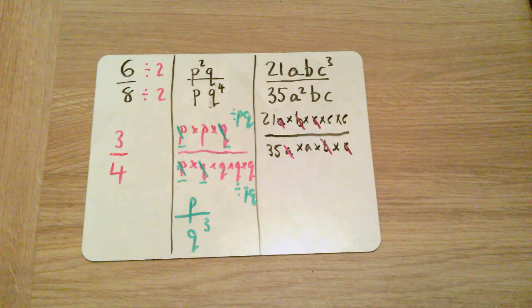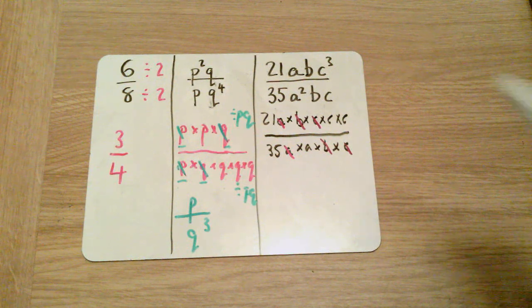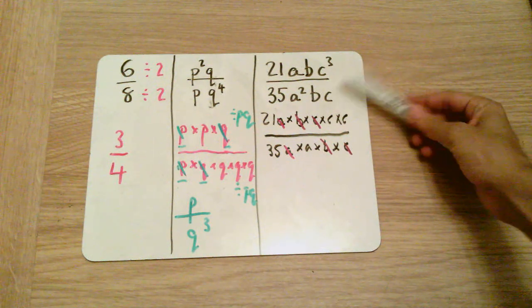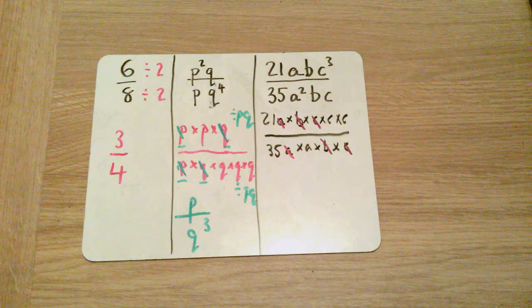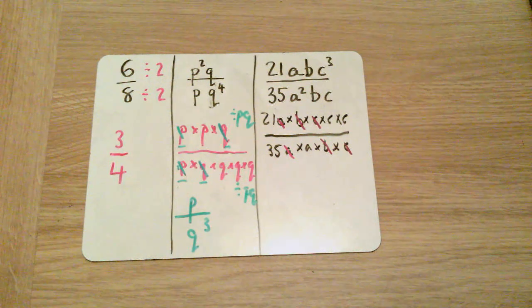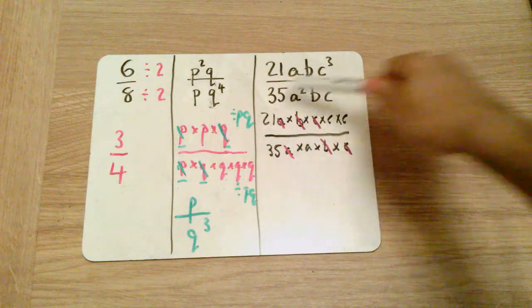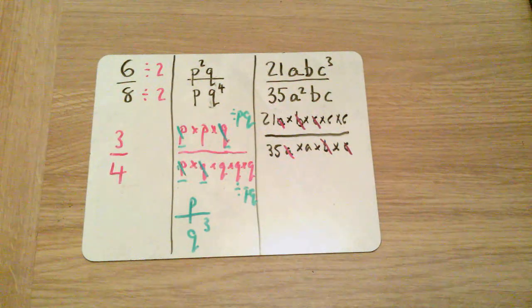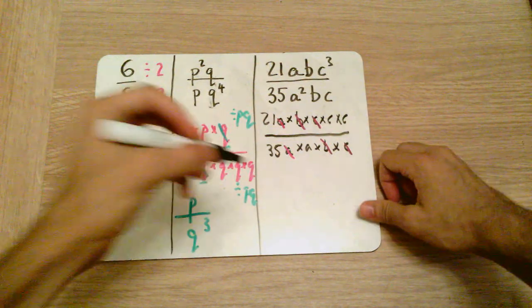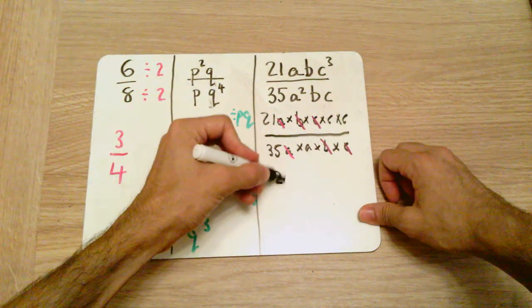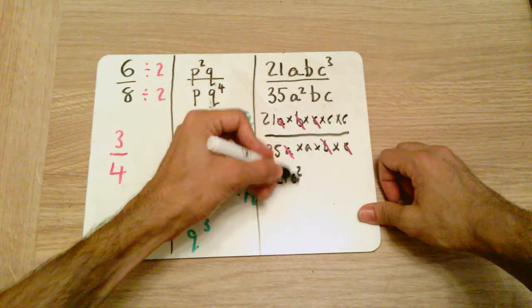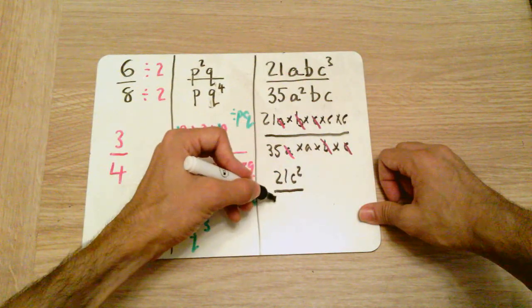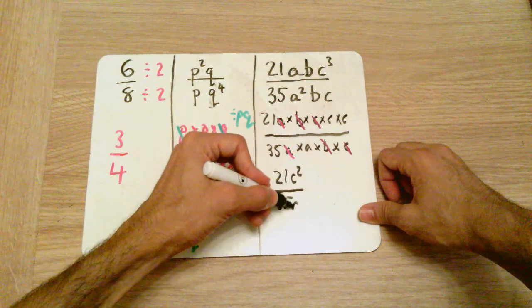Some of you may know via your rules of index laws that you could have done C cubed minus C, in terms of the indices of 1, and we would have been left with C squared. But from this, we've got 21 C squared and 35A on the bottom. So our numerator would be 21 C squared and our denominator would be 35A.